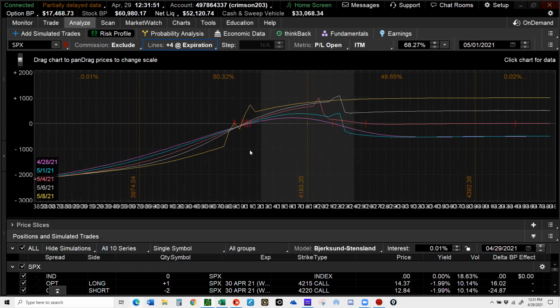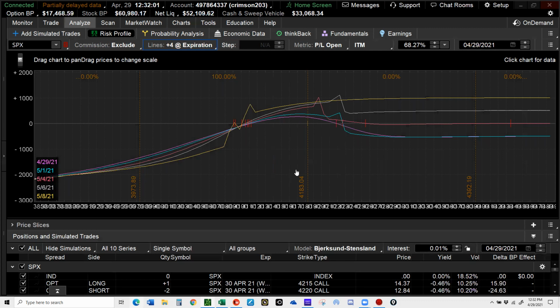Move that to 4/29. So we got today's date. All right. So kind of cool, right? So look over here in the box. So this is 4 expirations out of our broken wing butterfly.